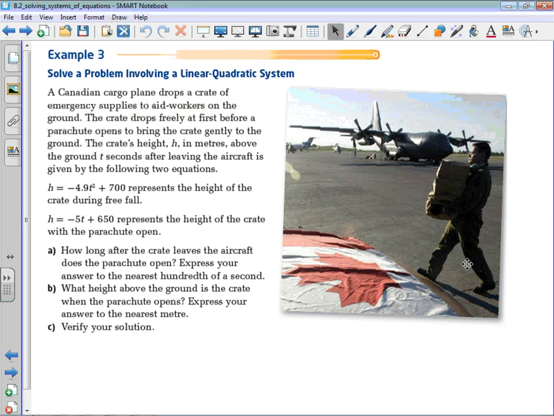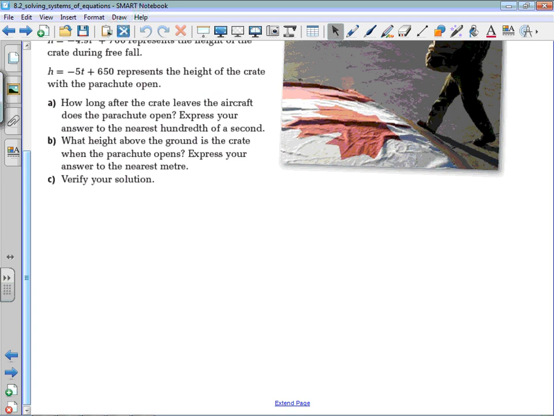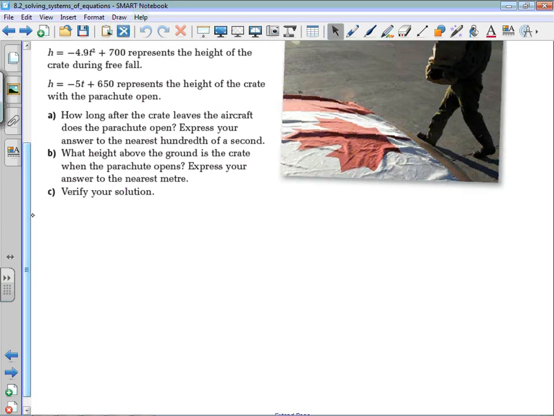All right, welcome to example 3 in 8.2 in Math 20-1. This is where we solve another quadratic, well actually this is a linear quadratic system. And it's worded really kind of strangely. It's talking about the height of the crate during free fall and then the height of the crate with the parachute open. And the concept here is that when the parachute on the crate opens, that's the end of the free fall, but it's the beginning of the parachute section of the fall. So that does end up being an intersection.